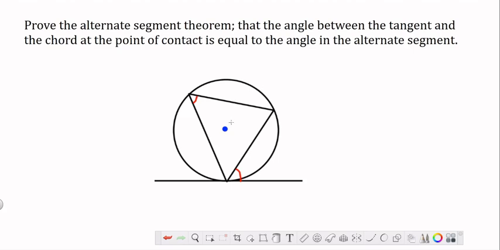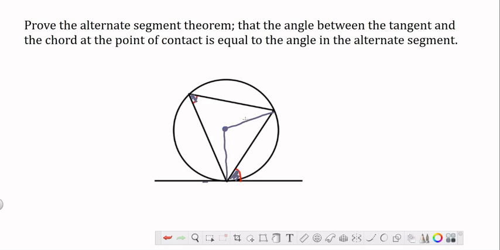I need to prove the alternate segment theorem. I need to show that this angle here is the same as this one using algebra. First thing I'm going to do is split this up. I'm going to take the center, that is a center, and draw a radius to that corner and another radius to the other corner to meet the tangent.